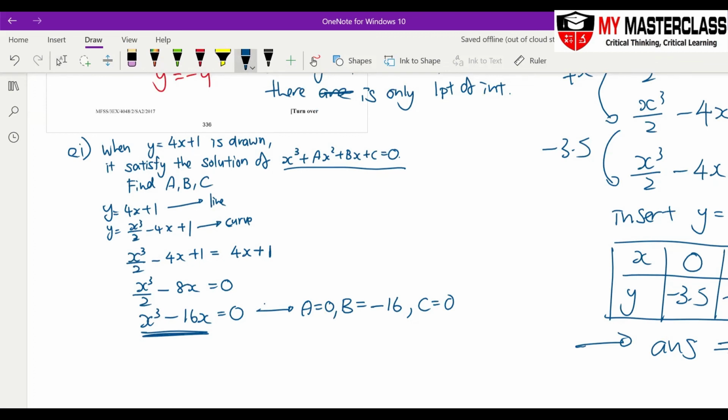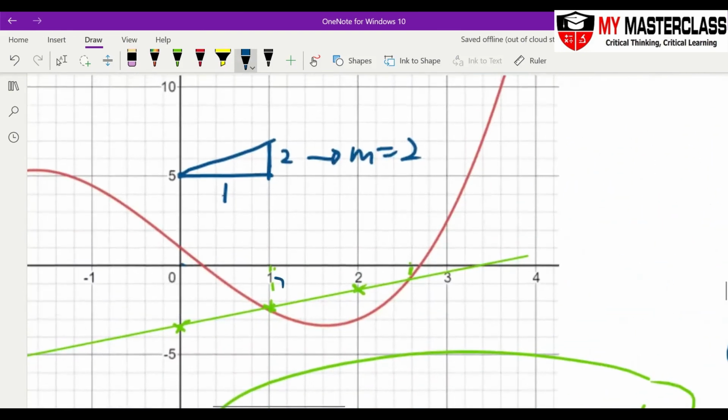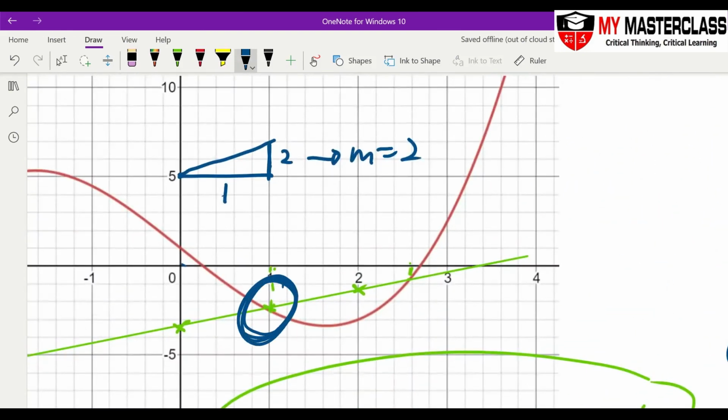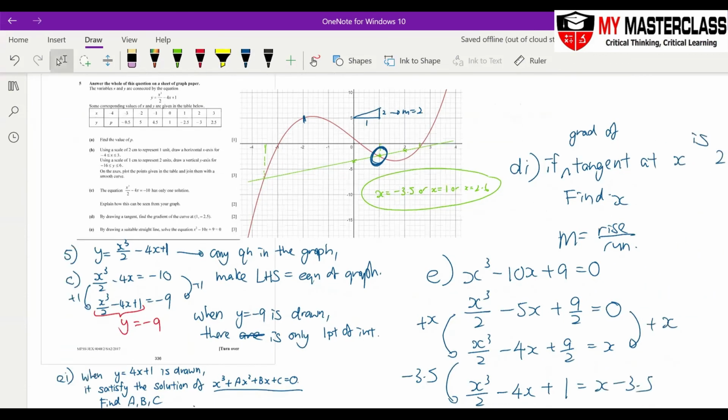Okay, Jerica, understand why I need to equate the line and the curve together? Why? You see, when you equate the line and the curve together, this is the solution. Okay, so that's why we do that. These are just different ways of asking.